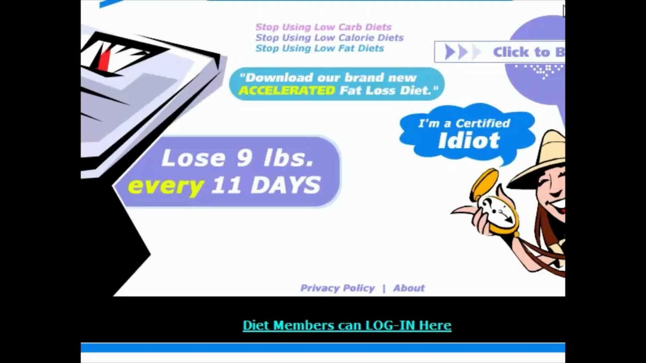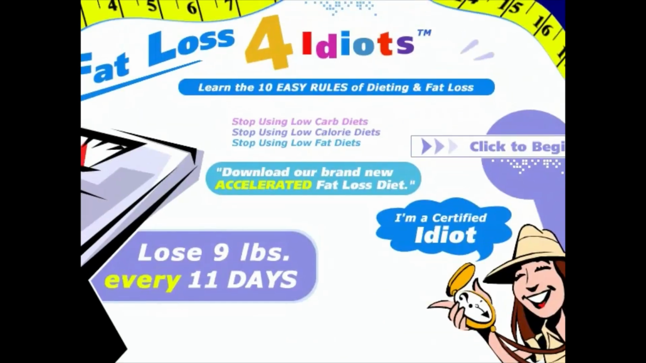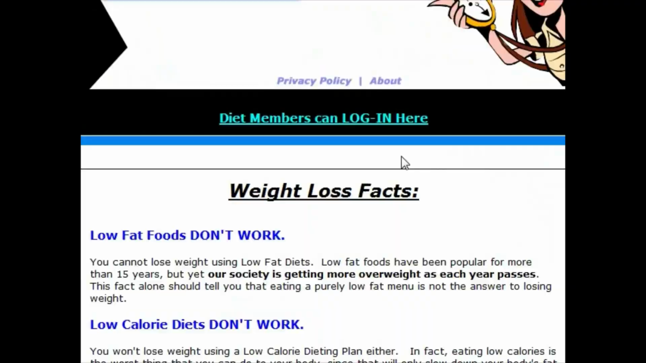The next thing I like to do is check out the sales page. So we see Fat Loss for Idiots. Very good graphics here. Basically, they're playing off of this whole kind of for dummies kind of books. So people are making that a most emotional and mental association. They also see this person, hey, I'm a certified idiot, but yet I lost 9 pounds every 11 days. And right here above the fold, they have a click to begin, learn the 10 easy rules. So that looks pretty good.